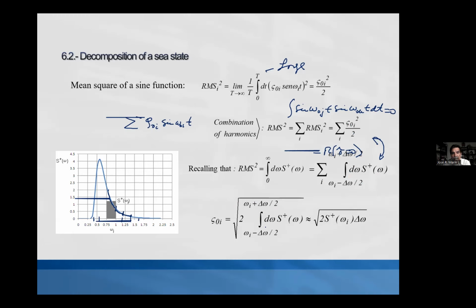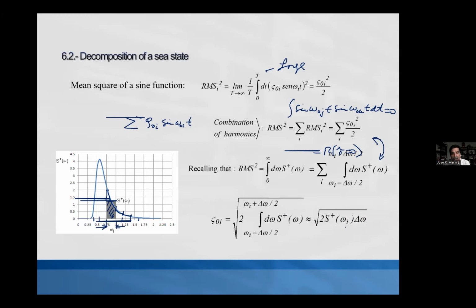If delta omega is very small, we can assume that instead of having this integral, that's going to be equal to this value multiplied by the width of this rectangle, when this width is very small. And that's what we're saying here, that this integral is equal to the height of this rectangle times the width of the base. That's 2 multiplied by 2, and we have the square root.